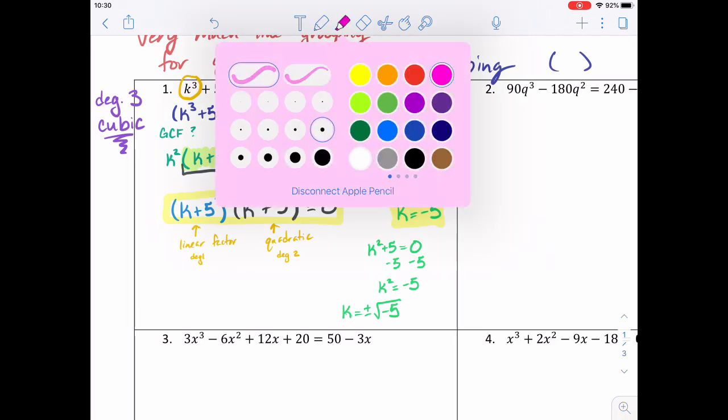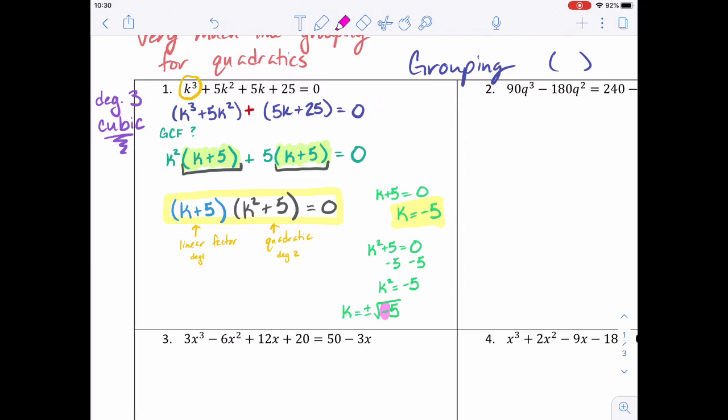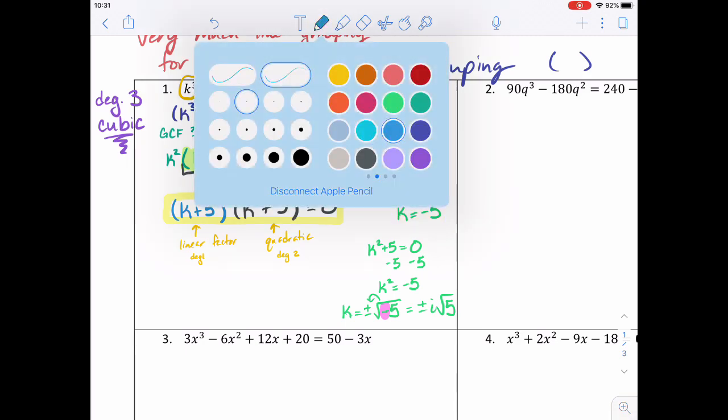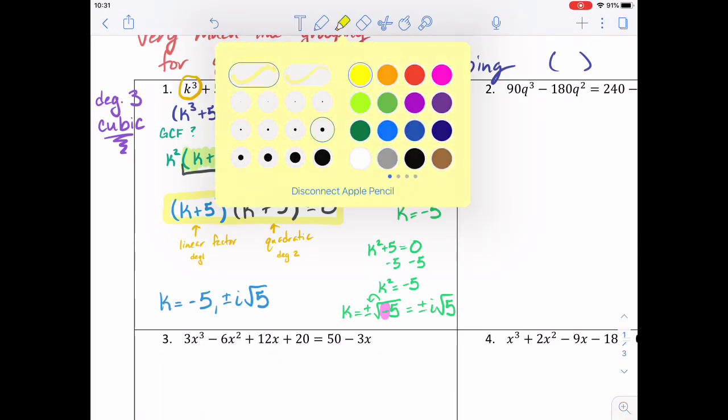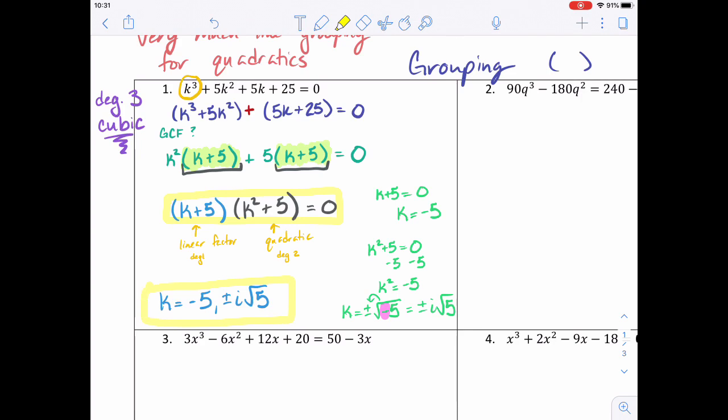Hopefully you remember that we have a problem when there's a negative inside of a root. So do you remember what happens when we have a negative inside of a root? So when we have a negative inside of a root, it comes out and it becomes an i. So this is really plus or minus i root 5. So let's rewrite our solutions. So our solutions are k equals negative 5 and plus or minus i root 5. So those are our 3 solutions to this cubic.